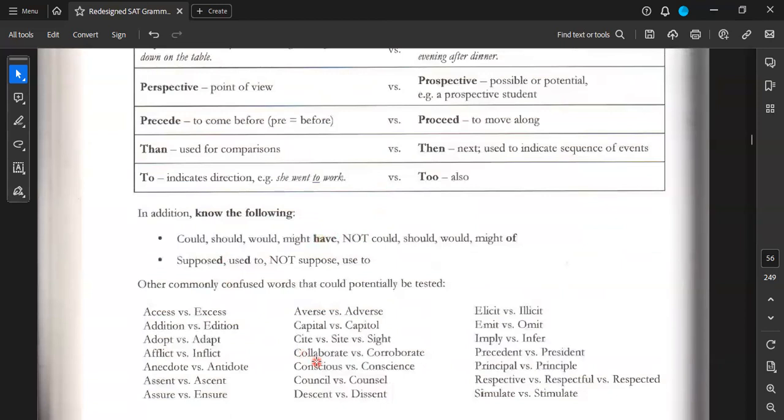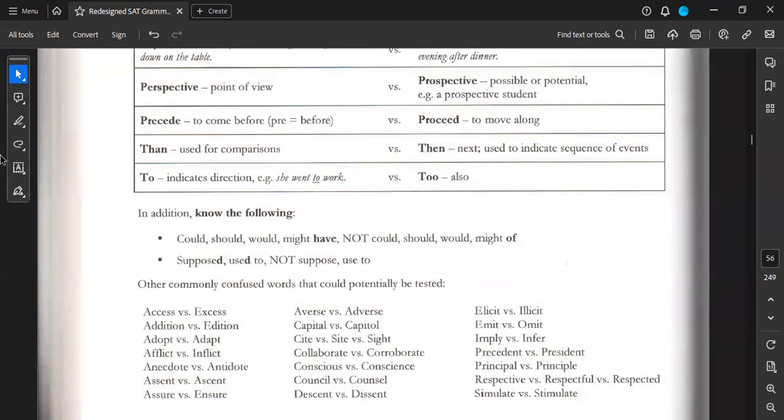All right, so we have this as well. You always say could have, should have, would have, might have. You don't say could of. I have never heard anyone say could of, should of, would of, might of. So I don't know, but the master put it here because maybe people say that, right? And then you also say, I've heard this one before so many times, you're supposed to do. So you're not suppose to, but you're supposed to do something. I'm used to it. You're not use to it, but you're used to it.